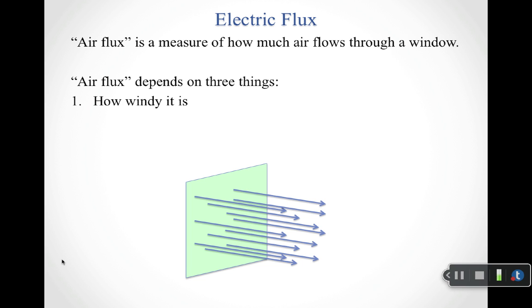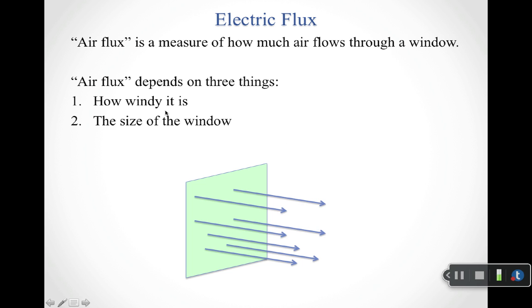First thing is how windy it is. The arrows here are representing the flow of air, and so this is going to be particularly windy. Right, I've got a lot of arrows. They're all very long. Less windy would mean, well, I've got fewer arrows coming through, right? So in some sense, how much air comes through my window tells me about how windy it is.